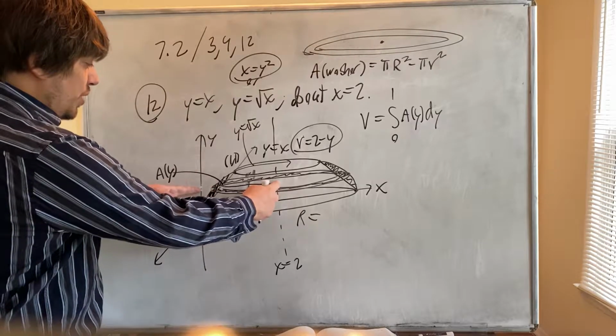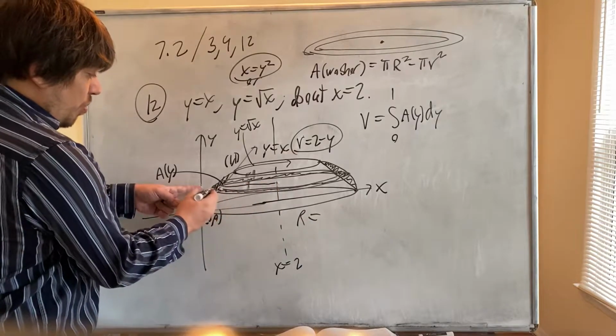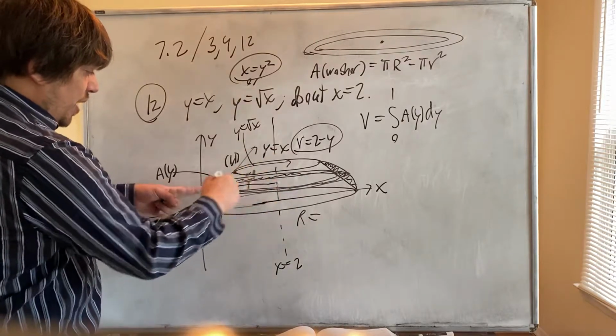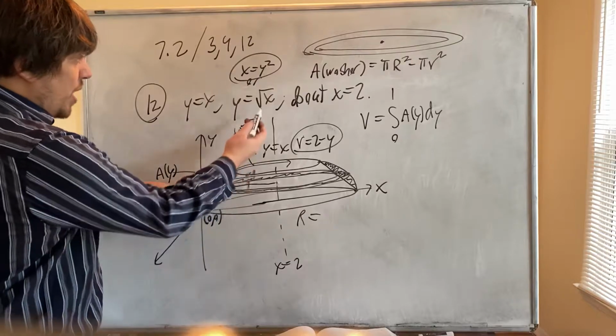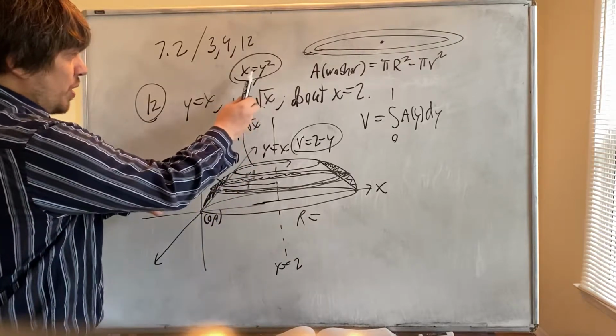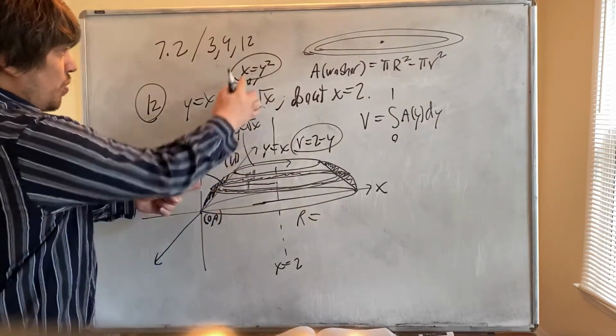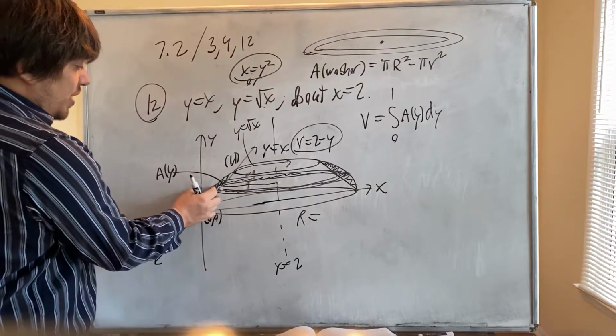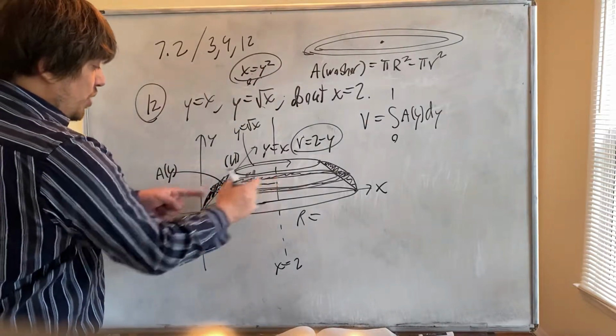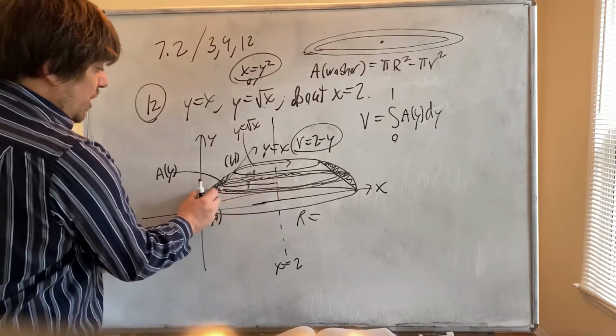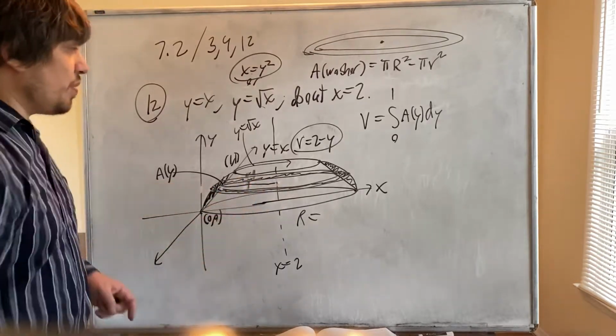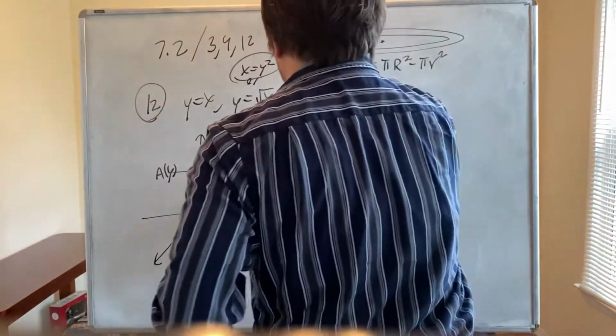So again, the whole thing is 2. The x-coordinate of a point on this outer circle is a point on y equals the square root of x. It's equivalently a point on x equals y squared. The x-coordinate is y squared, so the x distance is y squared. So you're taking 2 and subtracting the x-coordinate. 2 minus y squared is the larger radius. So capital R is 2 minus y squared.